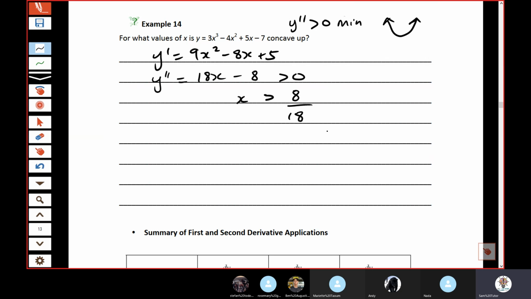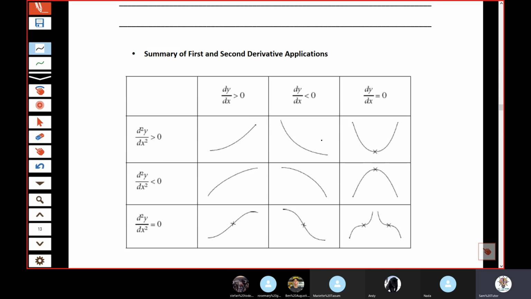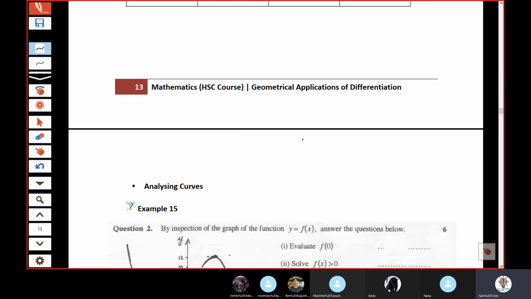Yeah, which means when x is equal to 8 over 18. True? Because you just did it for greater than 0, equal to 0 is the same number. All good. Done. Easy. And that's a little summary.